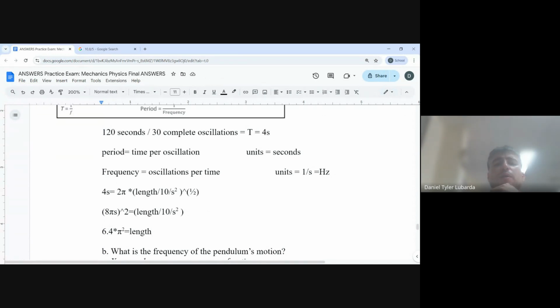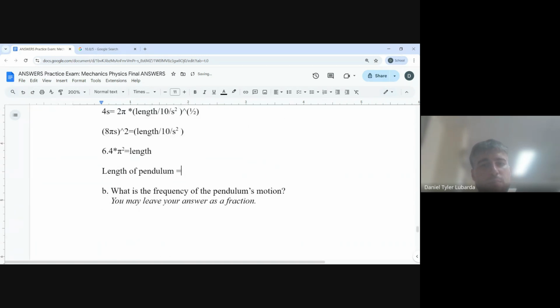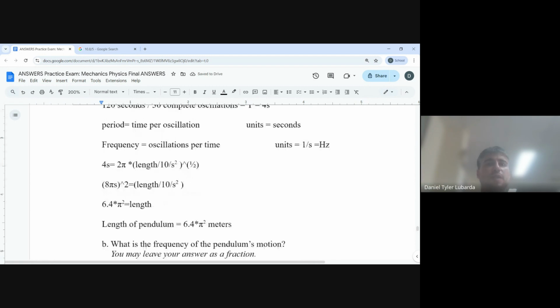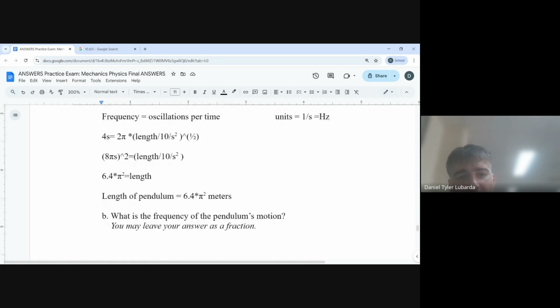So our length is going to be equal to 6.4 times pi squared. The length of our pendulum is 6.4 times pi squared, and it's a length, so we know it's meters. So we said before, we wanted to get stuff to cancel out. Okay, so we've got that one.